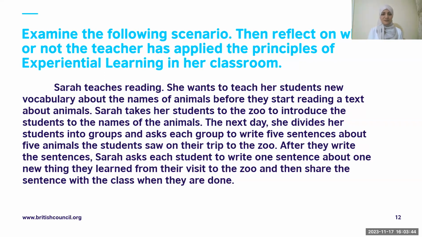So let's continue the scenario. And then share the sentence with the class when they are done. Why sharing? Why do they need to share with others? What do you think?